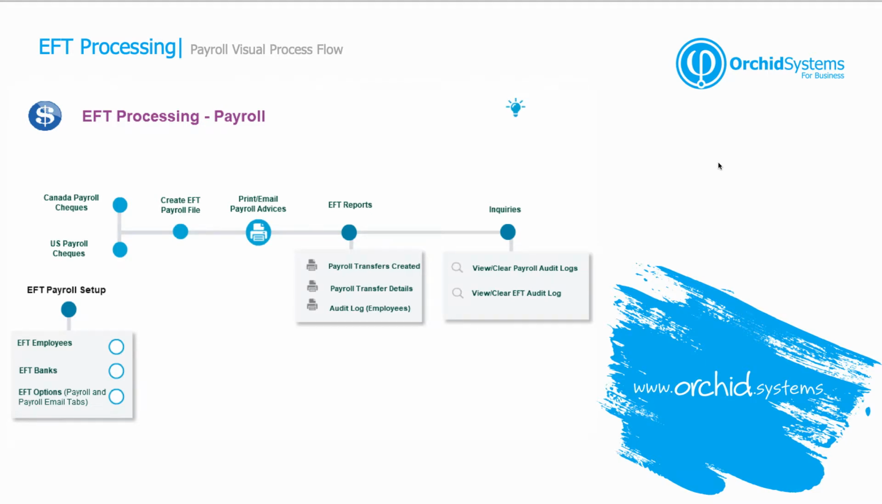Here for the payroll side is an example of the visual process flow we have for EFT processing on payroll. So in summary then, the EFT module will work on accounts receivable, accounts payable, and payroll. Now that is the Sage 300 US and Canadian payrolls only.